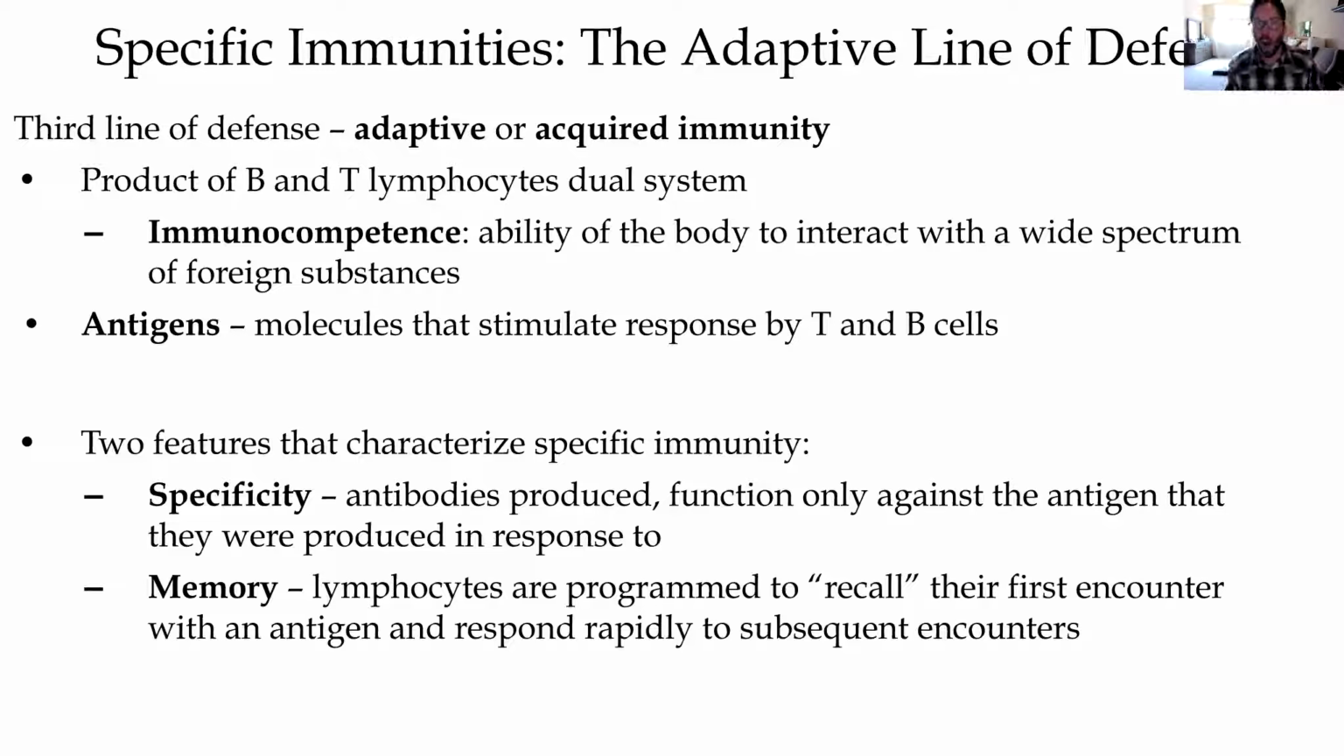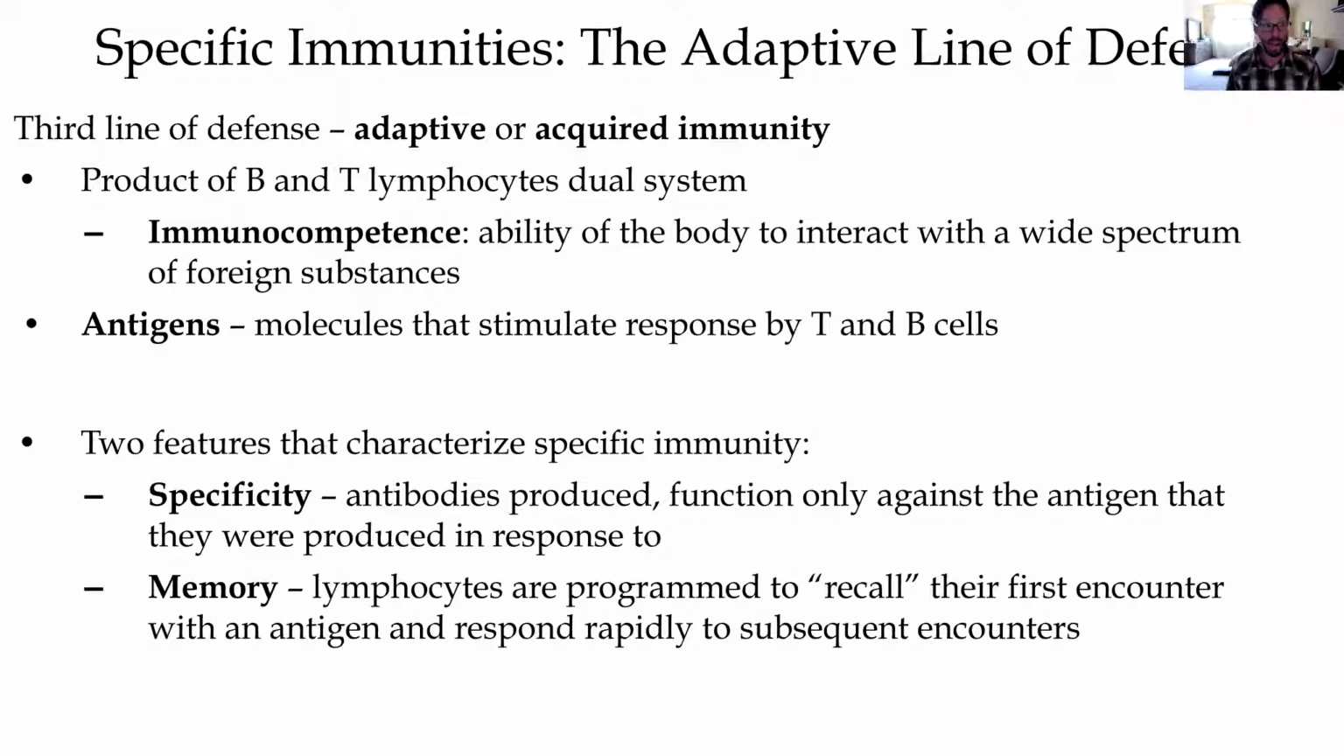If you are immunocompetent, then that means you have a wide variety of B and T cells that are ready to take out foreign substances. If you're immunosuppressed or immunodeficient or immunocompromised, then that means something's going on with your immune system to the point that it's not sufficient on its own to heal itself. The antigen, like I said, is the molecule that stimulates a response from these T and B cells.